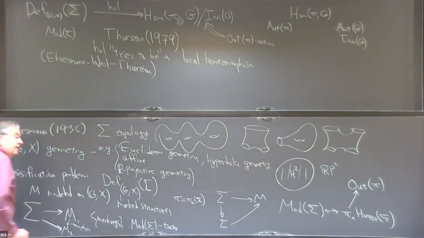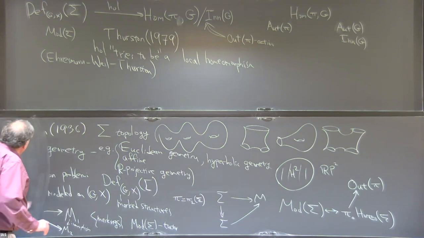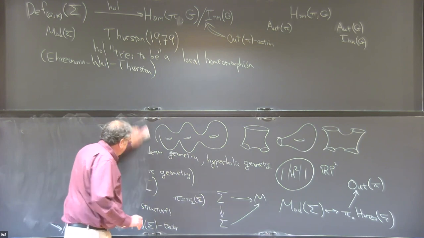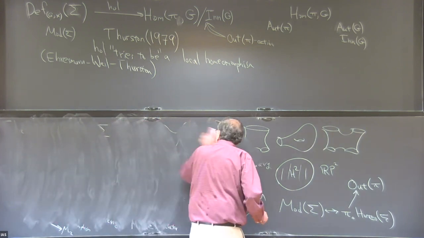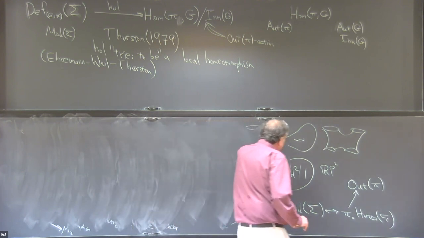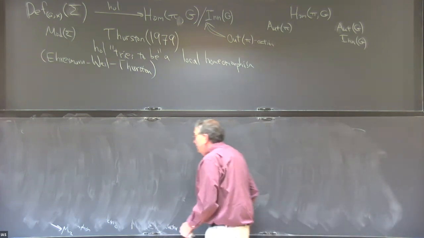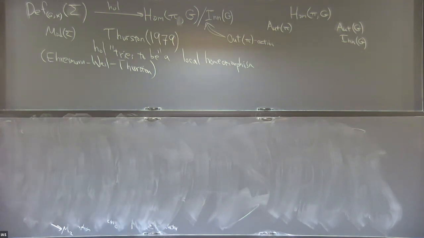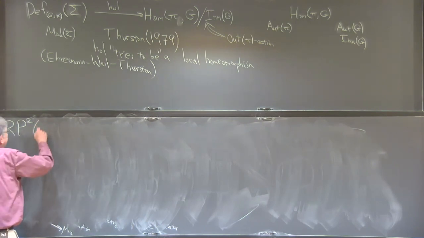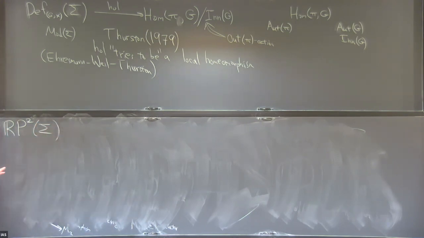Okay, so now I want to talk a little bit about higher type space. So now I want to deal with the case where GX is projective geometry. And so I'll just call that RP2 geometry. And rather than write Def_GX(Σ), I'll just say RP2(Σ). So this is the deformation space of marked real projective structures on Σ.